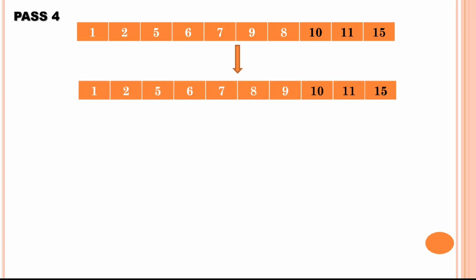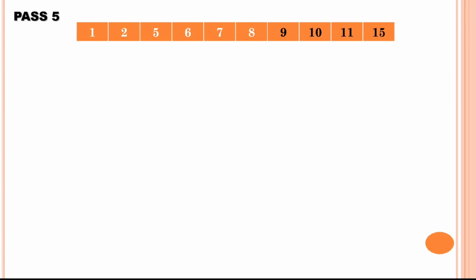We have reached the end of pass 4, and we can see here that 9 has been placed in its correct position. Now begins pass 5 with only the first 6 elements. The first pair is 1 and 2, where no swapping is required as 1 is less than 2. Again next pair also 2 and 5, so 2 is less than 5, so there will be no swapping.